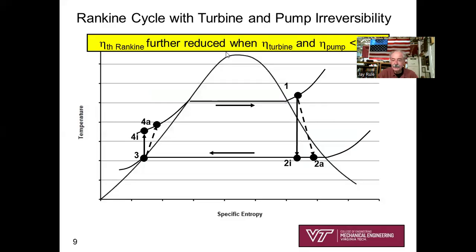Further reductions occur when you have an adiabatic but irreversible turbine. So recognize here my dash line. You see that all of a sudden now I can't visualize net work because I've got a dash line, an irreversible line. I can't integrate underneath that. Similarly on the pump, this is going to be a pump that's got some type of irreversibility built into it. So there's yet a further reduction in thermal efficiency of the Rankine cycle in comparison to the Carnot cycle.